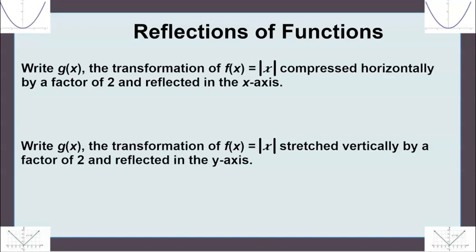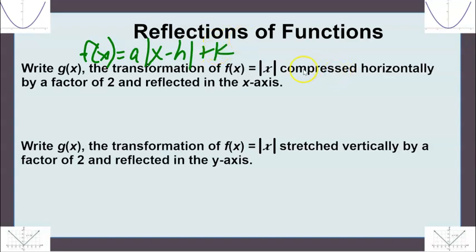So an example, we want to write g of x, the transformation of the absolute value of f of x equaling the absolute value of x, compressed horizontally by a factor of 2 and reflected in the x-axis. So this will be a quick review of our dilations and our transformations. So here, remember, we have f of x equaling our a times the absolute value of x minus h plus k. So it's going to be in that format.